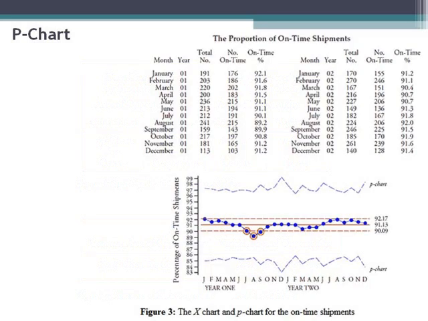So this is an example of a P chart. The data is on top, the proportion of on-time shipments. This is again from that article, which is a great article. It's a great overview of P charts. The bottom of it, you'll see a little bit of a control chart.